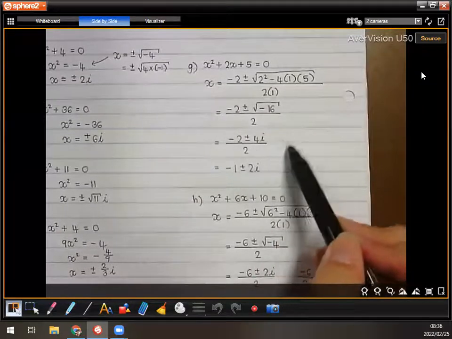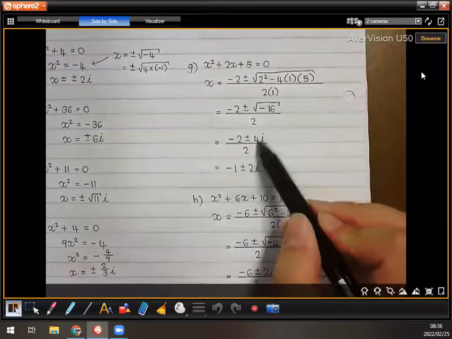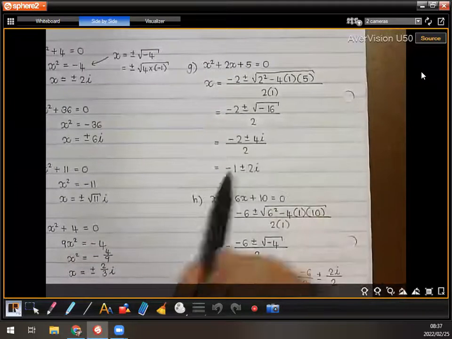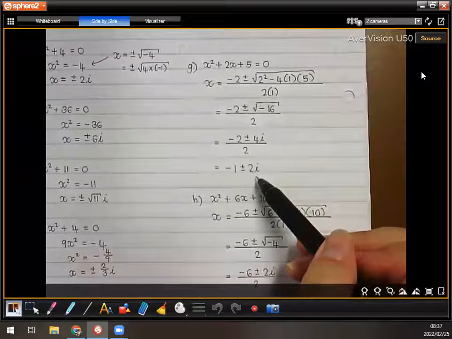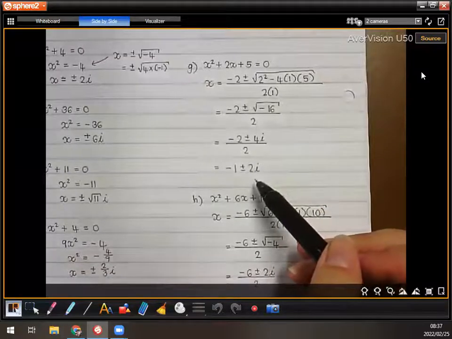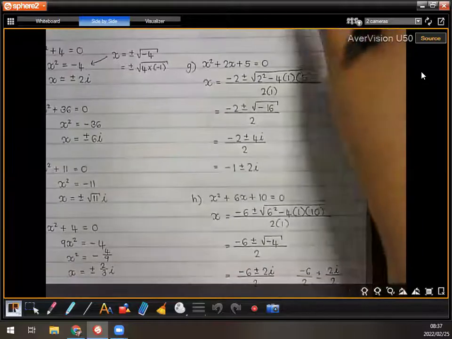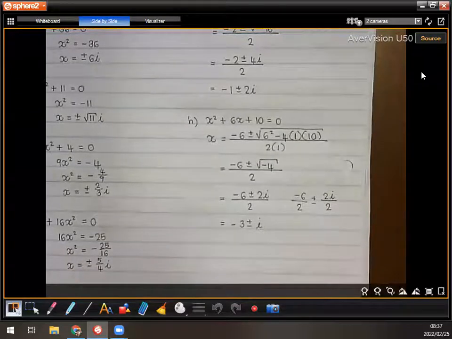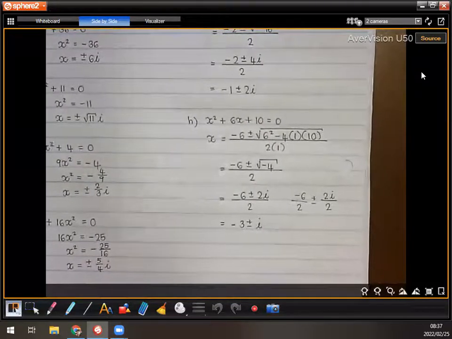And then, guys, you could have put in an extra step like we did in the example on Wednesday, where you now split up this fraction. You do -2/2, which is -1, plus or minus 4i/2, which is 2i. That's what I'm doing here. Next one as well, H. Same thing, again, you're getting a negative value in your square root. So you're getting 36 minus 40, which is -4.